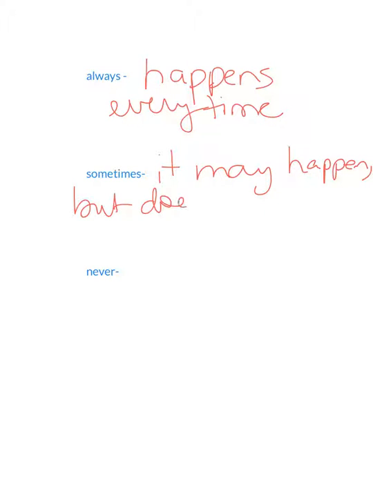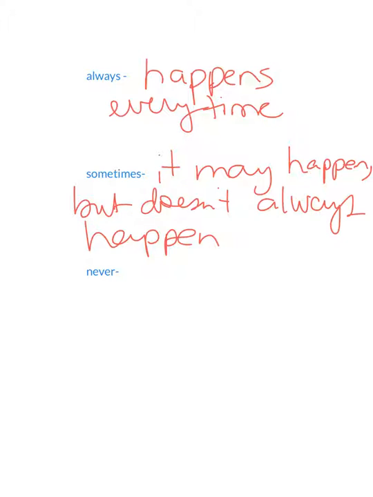When I'm talking about the word always, we mean that it happens every time. So for instance, Thursday always comes after Wednesday. If I'm looking at the word sometimes, it means it may happen, but it may not happen. So it may happen, but it doesn't always happen. We can say that sometimes it rains on Saturday. So that's true. It rains sometimes on Saturday, but it doesn't rain every Saturday.